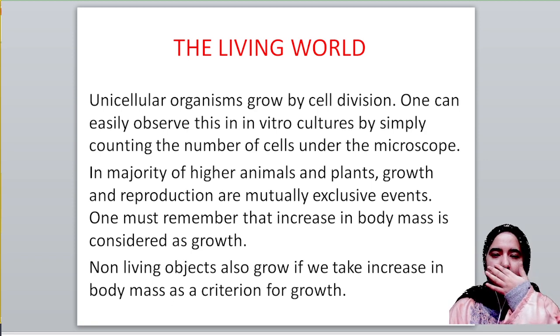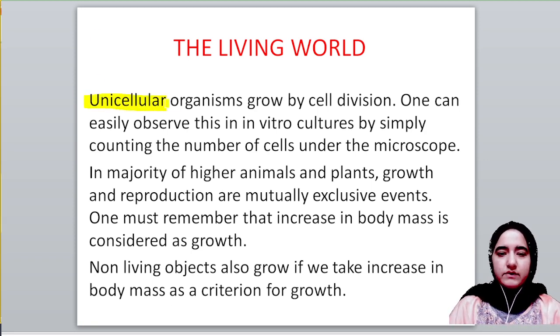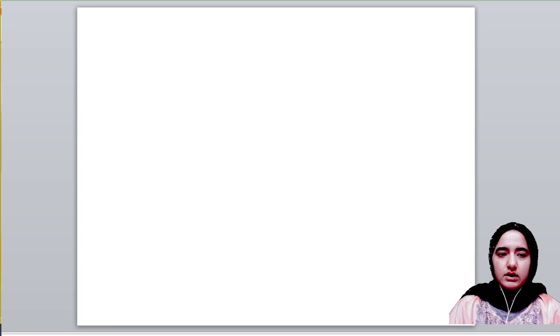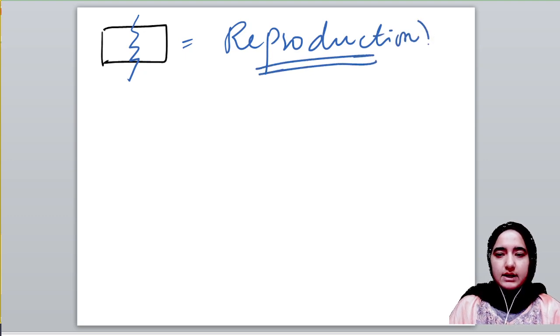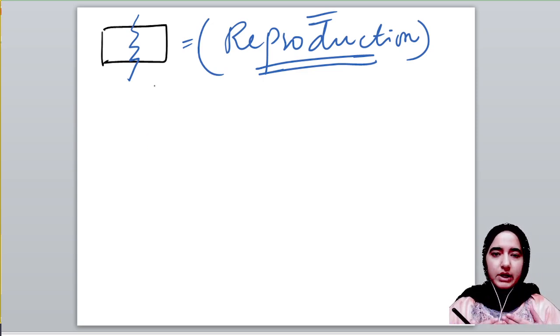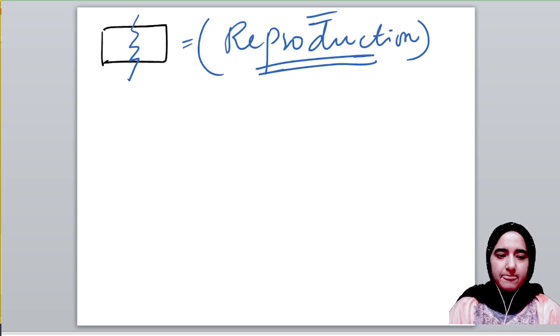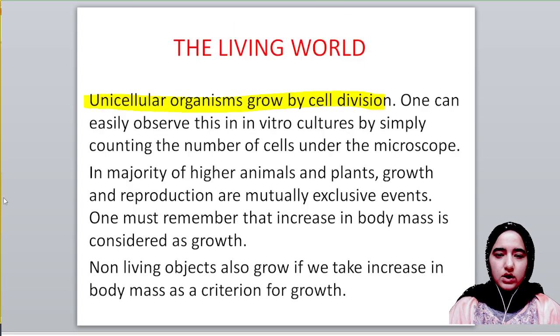You will see unicellular organisms also grow by cell division. As I already mentioned in reproduction in organisms, cell division in a unicellular organism is considered as reproduction. So can't we say that reproduction and growth are simultaneous in unicellular organisms, as they are growing and reproducing simultaneously?